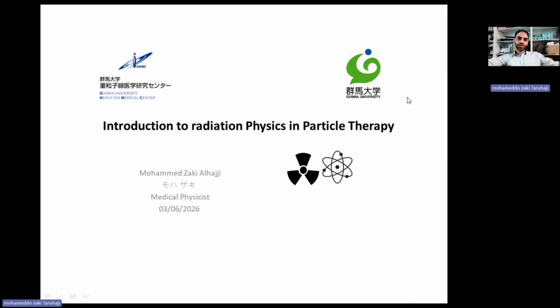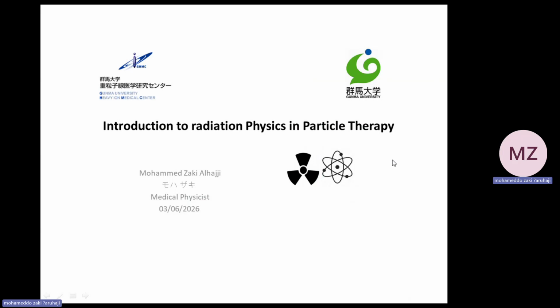So first to start with, it is an introduction to radiation physics and particle therapy. We know particle therapy is the most advanced therapy we use to treat cancer nowadays. And for us to understand the difference between particle therapy and conventional therapy, we also need to have a background and idea of why and how both work.